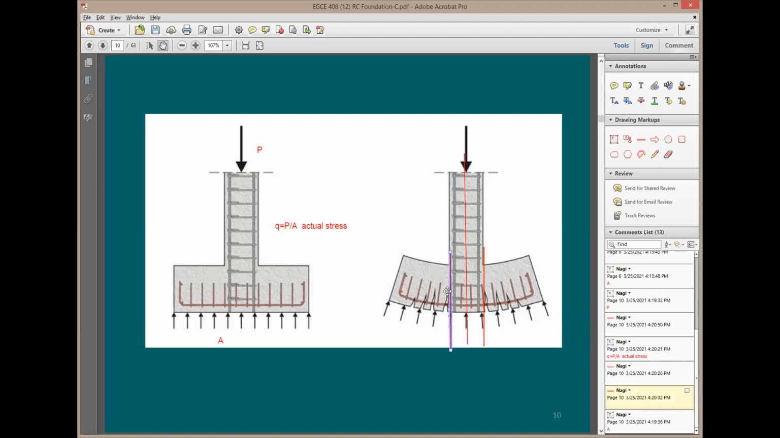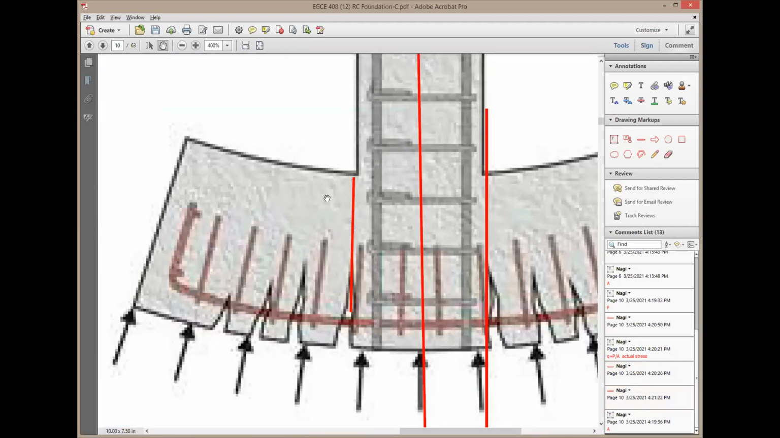This would be fine. At this critical section, the depth resisting this moment is going to be the thickness of the footing. It's going to be from here to there, to the location of the rebar. Does this make sense? It's the depth resisting. This is going to be D, your D, when you do your analysis and concrete design.